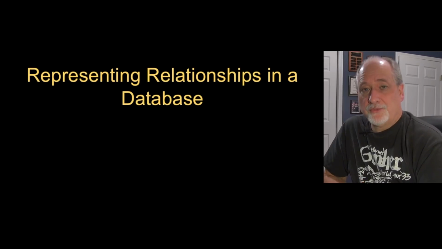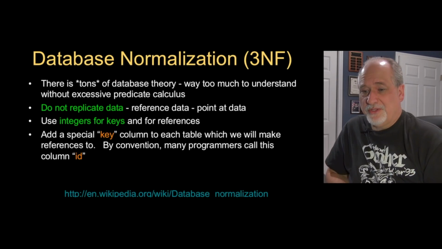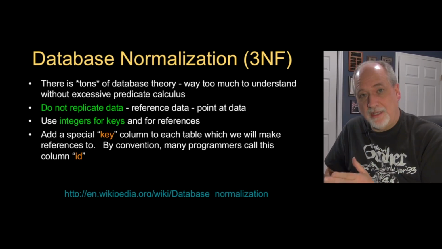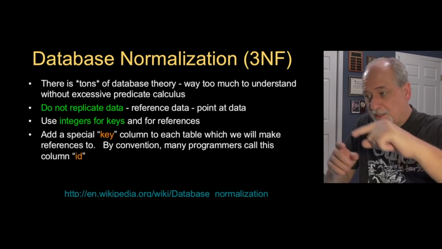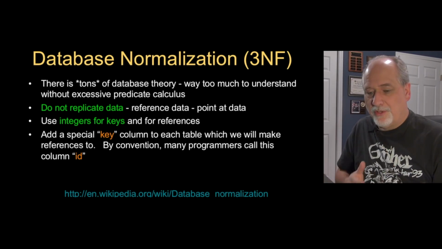Now we're going to represent these relationships in the database. And again, what we're trying to solve here is this notion of database normalization, third normal form. There is so much theory, right? But in this lecture, I'm just going to condense this down to don't replicate string data and use what are called keys. Use integer keys to point at those things. And we're going to use these integers then to point. So we'll assign each row an integer, and then we're going to point from one row to another using those integers.